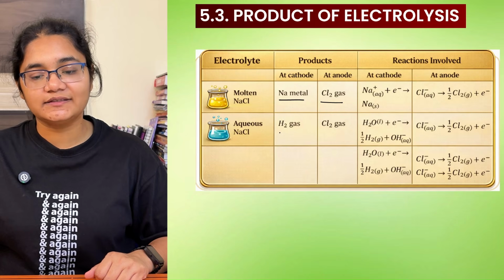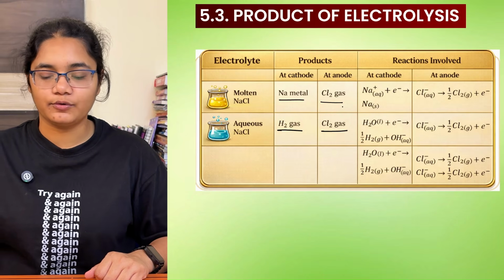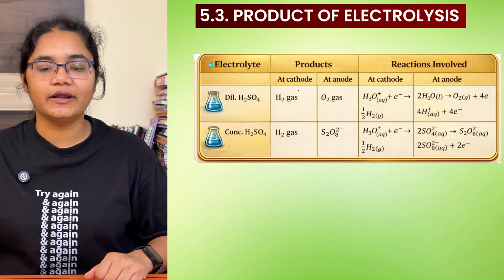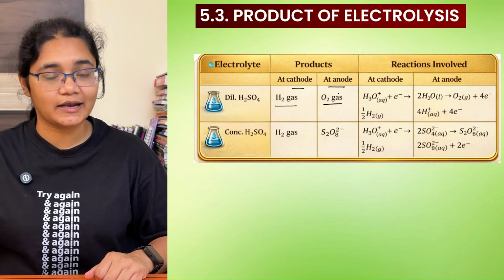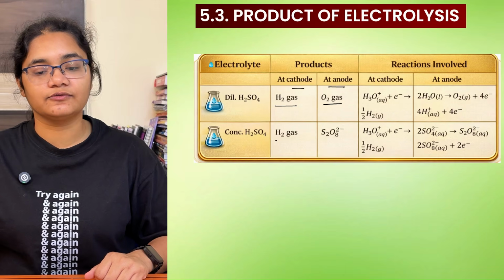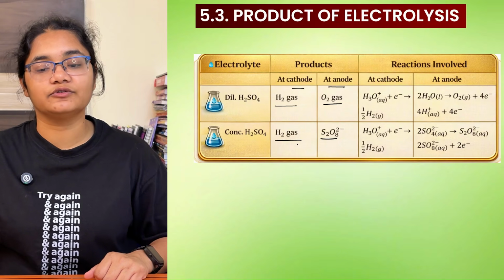For aqueous NaCl, hydrogen gas will be produced at the cathode and chlorine gas will be produced at the anode. Now we'll talk about dilute H2SO4. Here hydrogen gas is produced at the cathode, oxygen gas is produced at the anode, and for concentrated H2SO4, hydrogen gas is produced at the cathode, but S2O8 2- is produced at the anode.